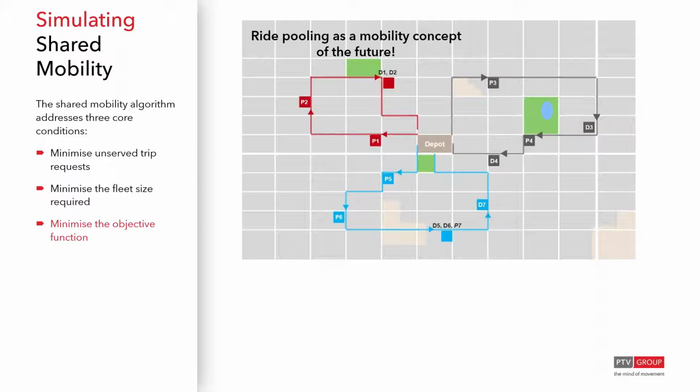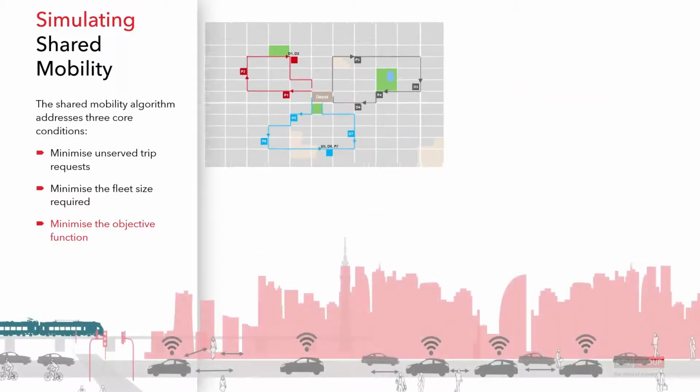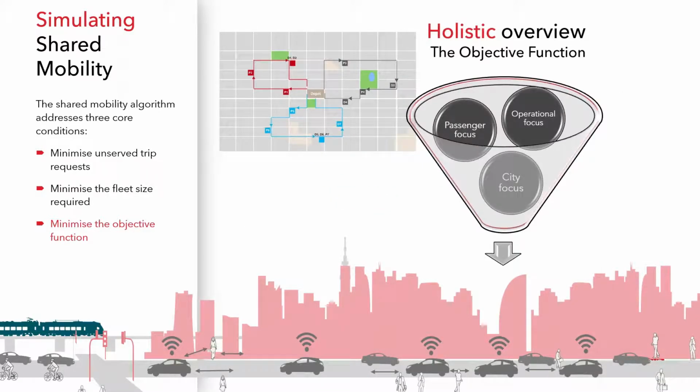And the third one is a bit of a variable. It's minimizing the objective function. And what do we mean by that? Well, we can take a holistic overview here. We've got three factors to consider. We've got the passenger factor. Let's talk about that. This is looking at the customer level of service. Us as travelers, we want a good level of service.